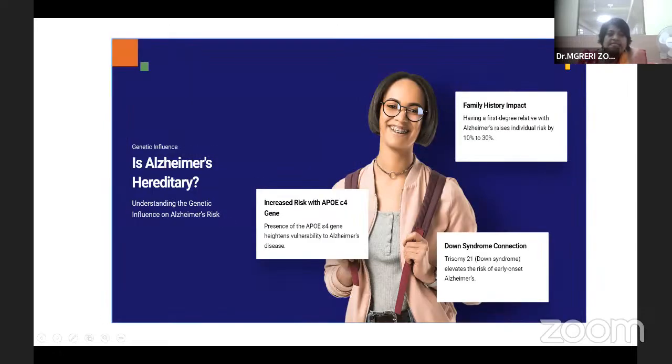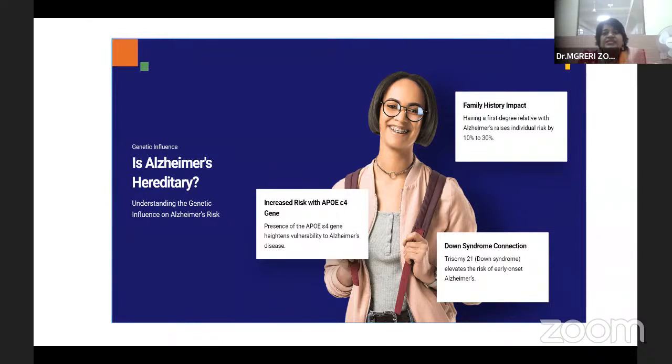Is Alzheimer's disease hereditary? Scientists say that the presence of the ApoE epsilon 4 gene heightens the vulnerability to Alzheimer's disease. They say that this gene increases the vulnerability. People who have the presence of this gene may be more vulnerable to Alzheimer's disease.